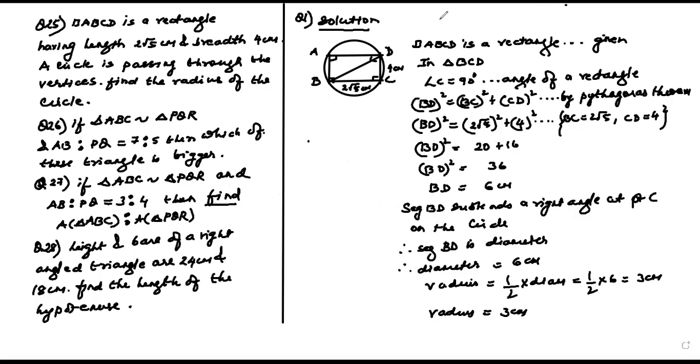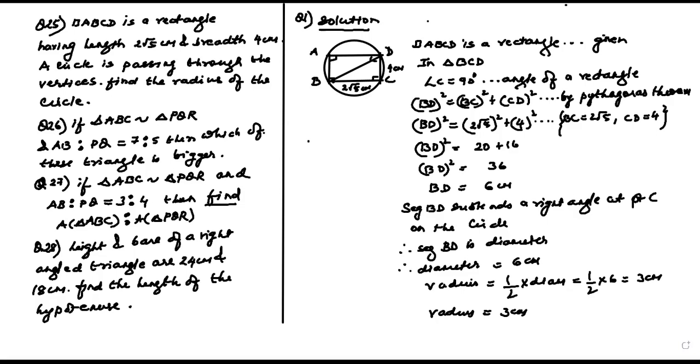So the next question is, you can see here: if triangle ABC is similar to triangle PQR, and AB is to PQ is 7 is to 5, then which of these triangles is bigger? Clearly you can see, children, AB is to PQ is 7 is to 5. AB is 7, PQ is 5. But the triangle ABC is bigger, triangle PQR is smaller.